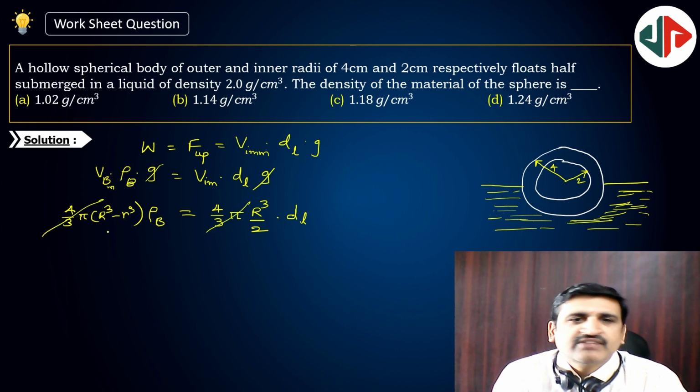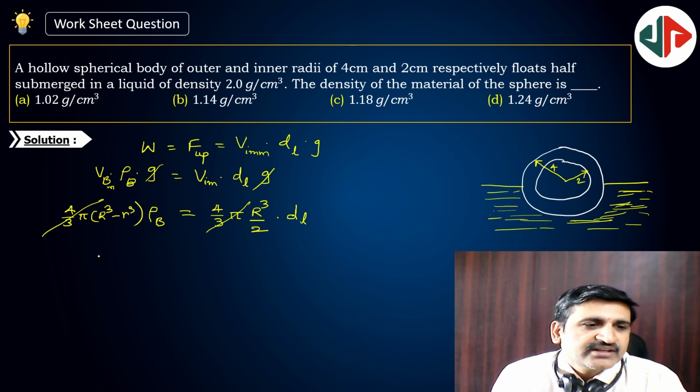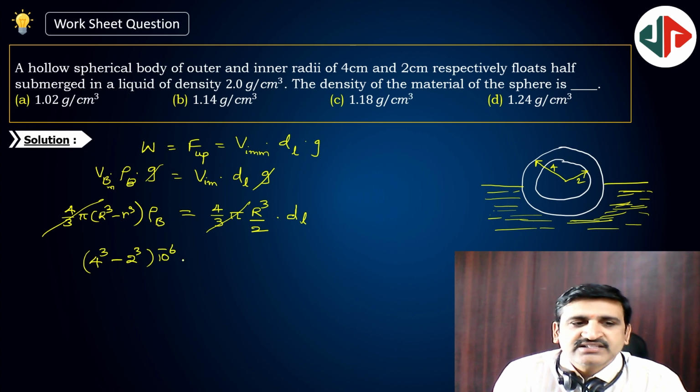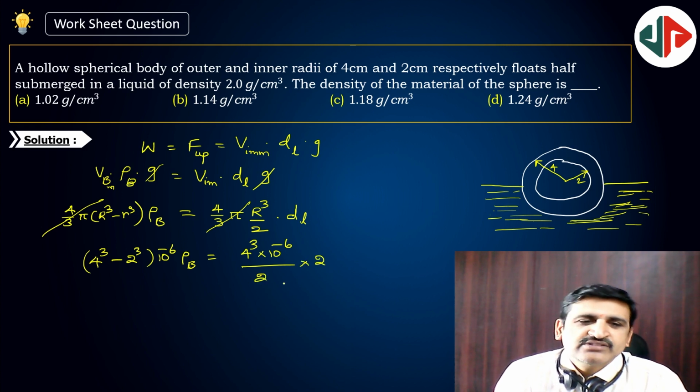R cube, R value how much? 4 centimeter. So 4 cube minus 2 cube into 10 to the power of minus 6. Why? Because it is in centimeters. Density of the body equals R cube, 4 cube into 10 to the power of minus 6 by 2 only, into density of liquid 2 gram per cc. I will put in gram per cc only, the answer will also come in gram per cc. This also gets cancelled. So all are in centimeters, not a big task.